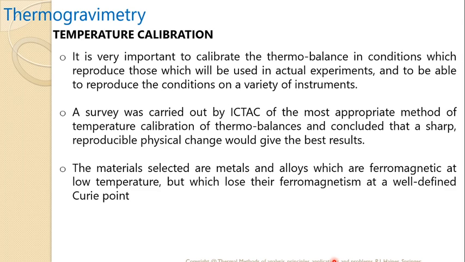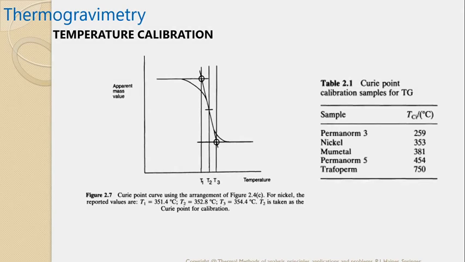The materials selected are metals and alloys which are ferromagnetic at low temperature, but which lose their ferromagnetism at a well-defined Curie point. So what do we mean by Curie point? The Curie point is the temperature at which certain magnetic materials undergo a sharp change in their magnetic properties. It is called the Curie point, or also the Curie temperature.